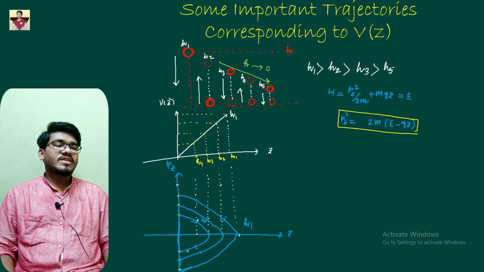Okay, so there will be a sudden jump: it is coming to this point, then suddenly jumps to this point, again coming to this point, then again jumps to this point, and suddenly coming to this point.